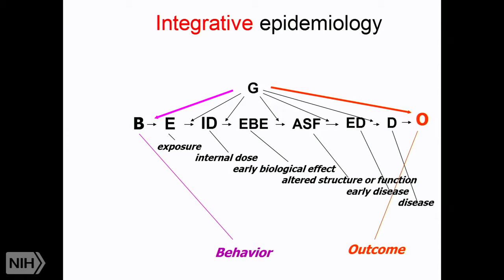And then more recently, integrative epidemiology, the idea that we can learn even more by looking at the behaviors that are related to exposure. And by looking at outcomes, we can understand something about the factors that make somebody have a good or bad prognosis or a good or bad outcome.